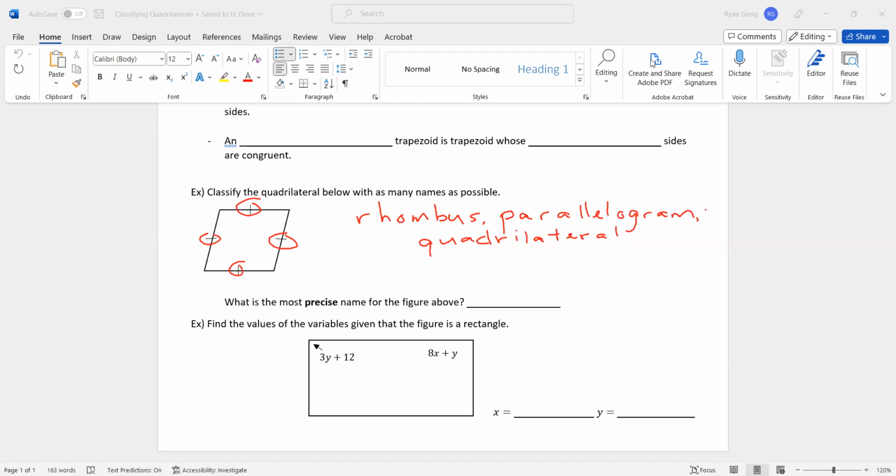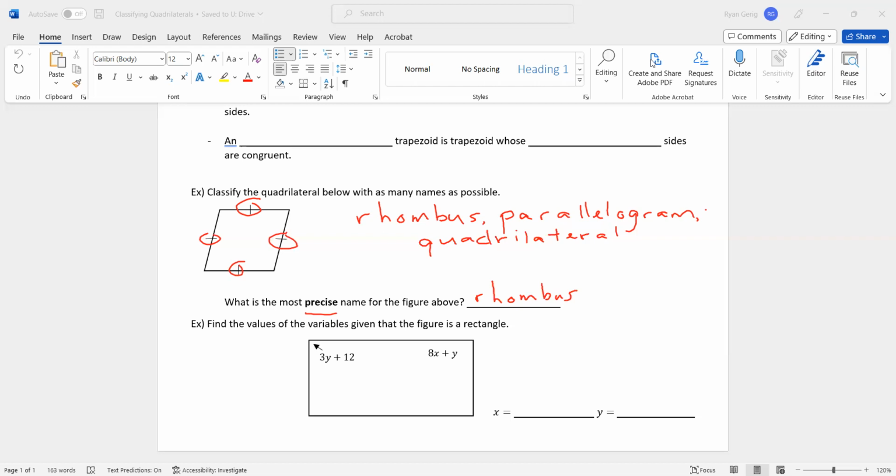Okay. What is the most precise name for the figure above? Well, the most precise is the one that has the most characteristics. So it's a parallelogram, but it's also a parallelogram with four congruent sides. So the most precise way to name this is a rhombus. Okay. Last one for this video. This video is pretty short.